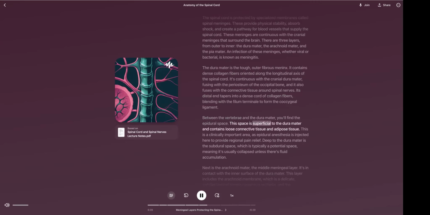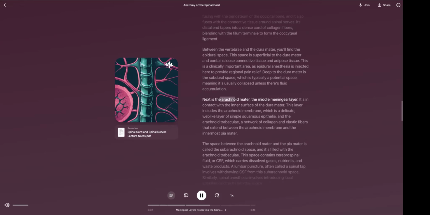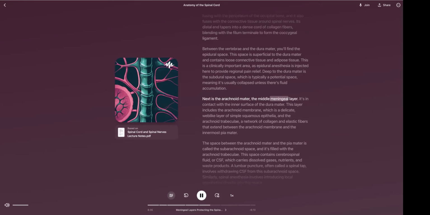This space is superficial to the dura mater and contains loose connective tissue and adipose tissue. This is a clinically important area, as epidural anesthesia is injected here to provide regional pain relief. Deep to the dura mater is the subdural space, which is typically a potential space, meaning it's usually collapsed unless there's fluid accumulation. Next is the arachnoid mater, the middle meningeal layer.